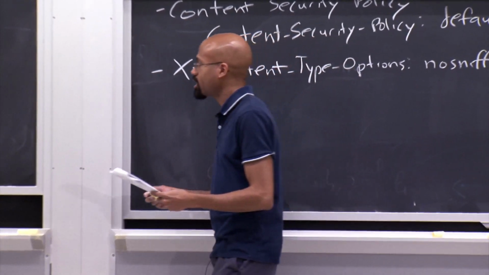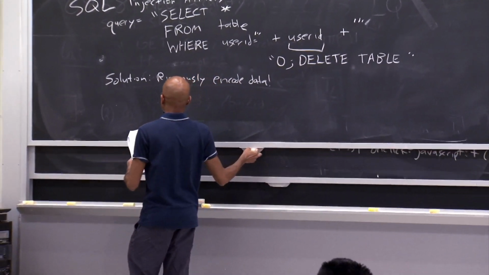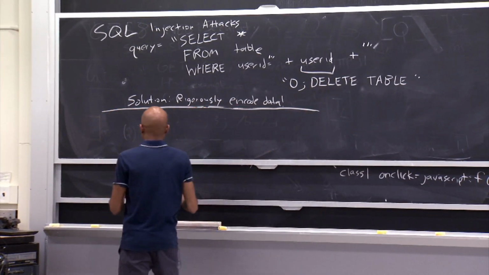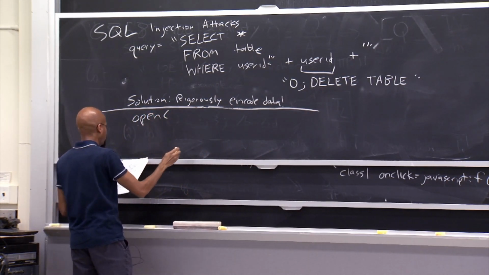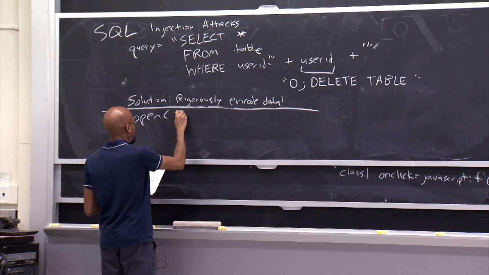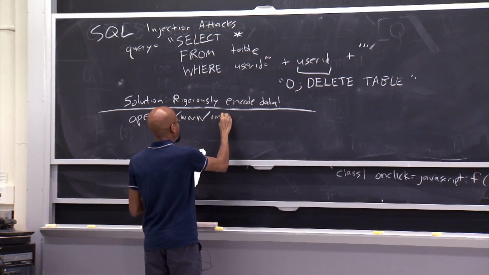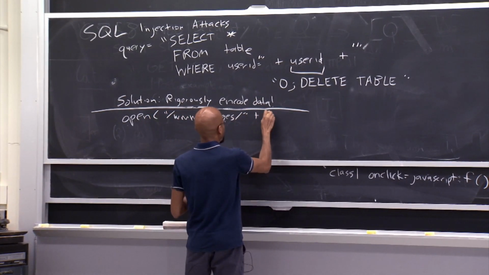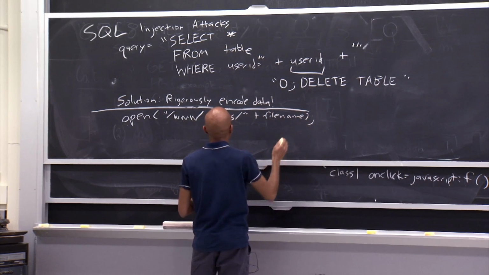So you can also imagine that there are problems if the web server takes in path names from untrusted entities. So imagine that somewhere in your server, you do something like this. You have an open call, and then you say that you're going to read from the www directory, you're going to read from the images subdirectory in there, and then you're going to read from some file name that once again is supplied by the user.